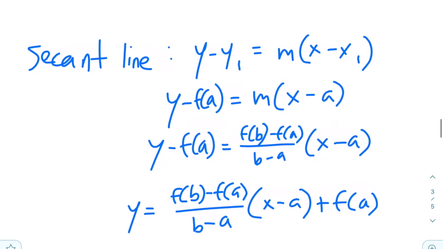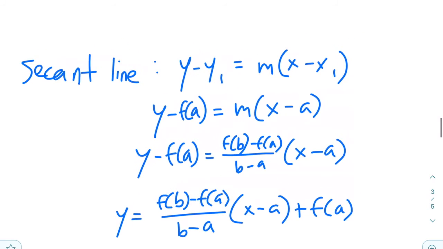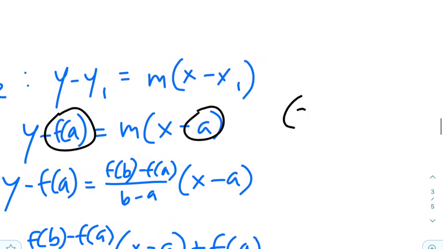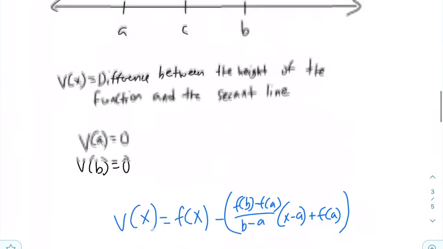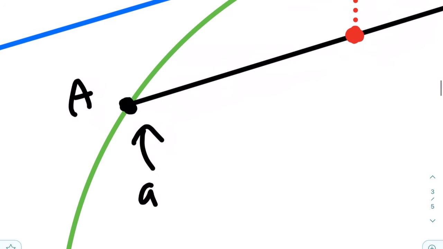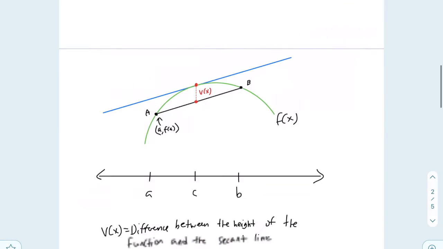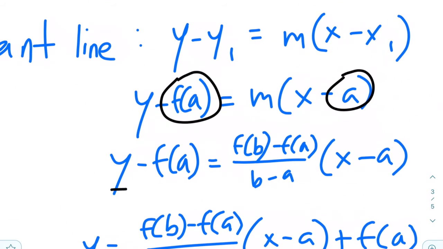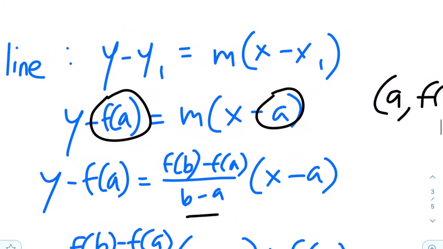Well, for the secant line, let's use point slope form. If you remember what that is, that's y minus y1 equals m times x minus x1, where x1 and y1 is some point on the function. Okay, so we know f of a is a y value that's on the function, and a is an x value on the function, because the coordinates of a, f of a, are on the function, as you can see over here. That's the point a, f of a. So we plug this into this equation. We get y minus f of a is equal to some slope times x minus a.